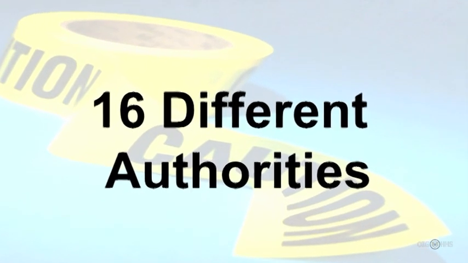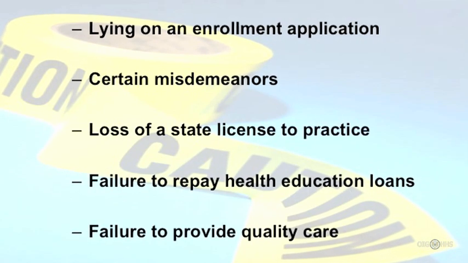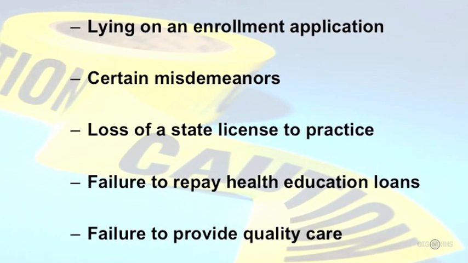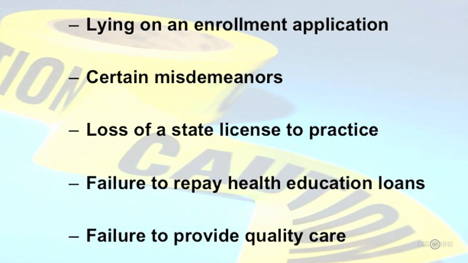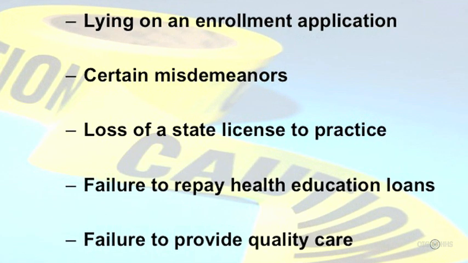Permissive exclusions are discretionary. The IG may choose to exclude individuals or entities under 16 different statutory authorities, such as when an individual lies on an enrollment application, for certain misdemeanor convictions, or the loss of a state license to practice, for failure to repay healthcare education loans, and failure to provide quality care. In fact, just about anyone can be excluded, from licensed clinicians to unlicensed personnel, such as administrators, billers, and secretaries. The IG may also exclude corporate entities and officers.